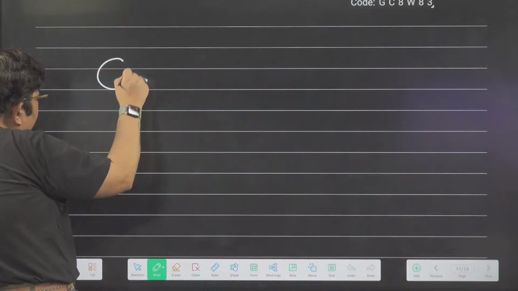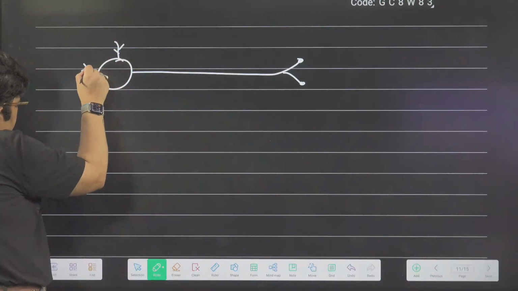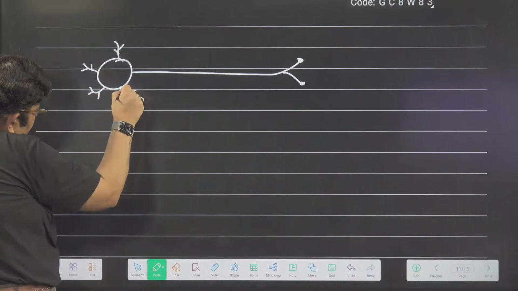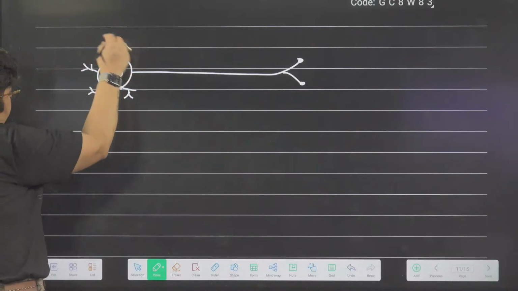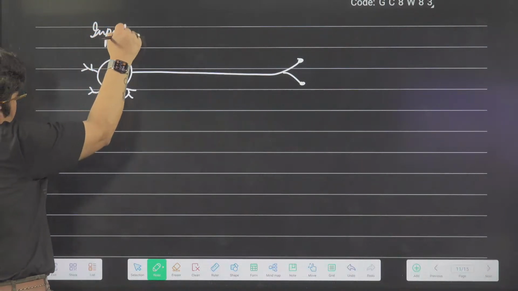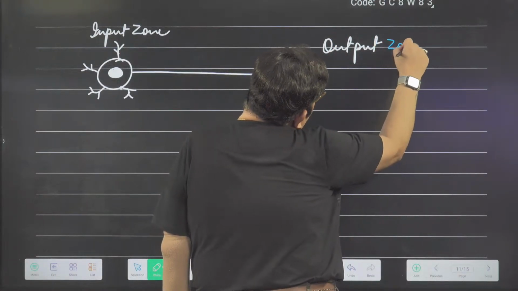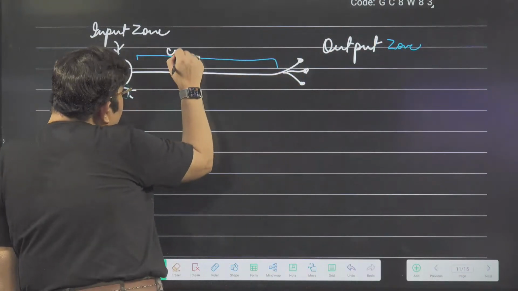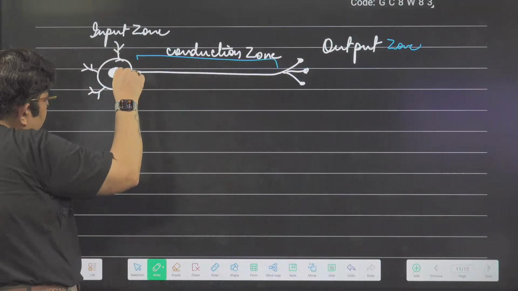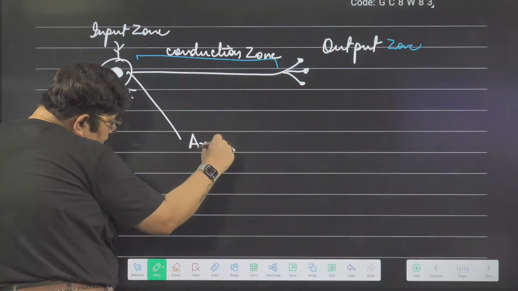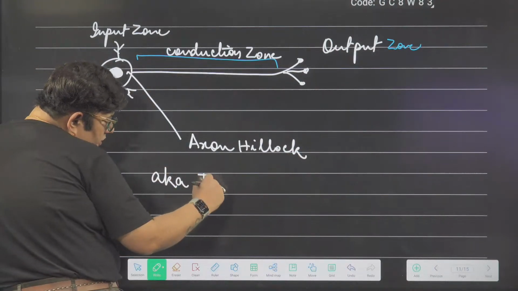Please understand, there is some terminology to be used here. This is the axon terminal. These are the dendrites. The dendrites can be called the input zone. The axon terminal can be called the output zone. This axon can be called the conduction zone. And this portion, the beginning of the axon, is the axon hillock. It is also known as the trigger zone.